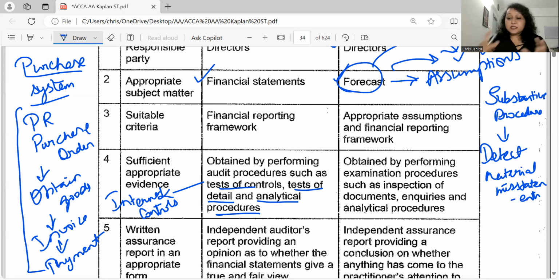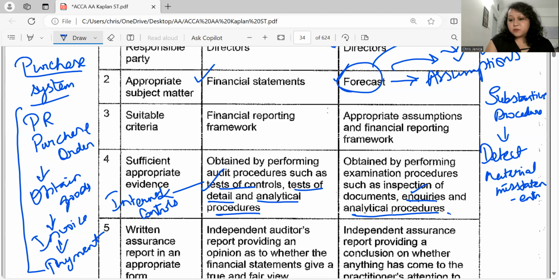So test of controls and substantive procedures we will be doing as a part of the audit procedures. But when it comes to a forecast, we will not be doing all these procedures. It's not going to engage you with more audit procedures. We'll be just examining the documents, making some enquiries. We are not going to do a test of control. We'll just inquire the management regarding the systems and processes, or whatever assumptions made. Then we will be doing an analytical procedure, not a substantive procedure. It's just going to be an analytical procedure.